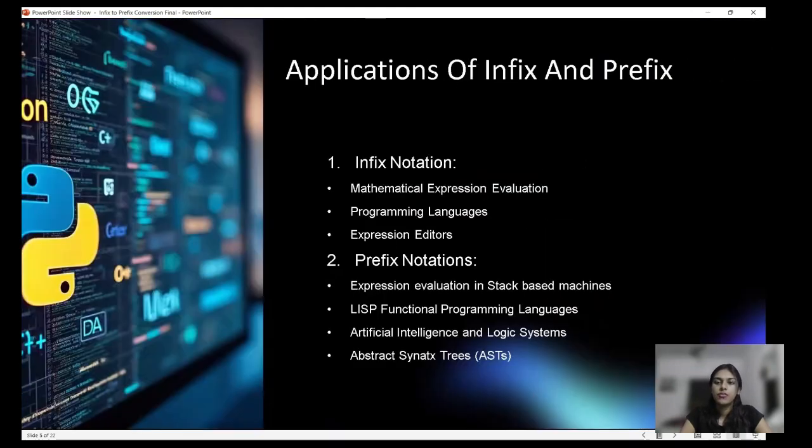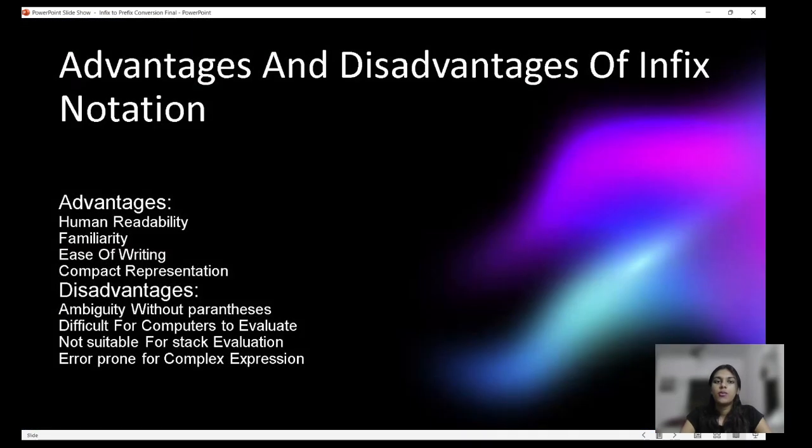The applications of infix and prefix. Infix notations are used in mathematical expression evaluation in programming languages such as Java and C, and in expression editors. Prefix notations are used for expression evaluation in stack-based programs or machines, in LISP functional programming languages, in artificial intelligence and logic systems, and in abstract syntax trees.